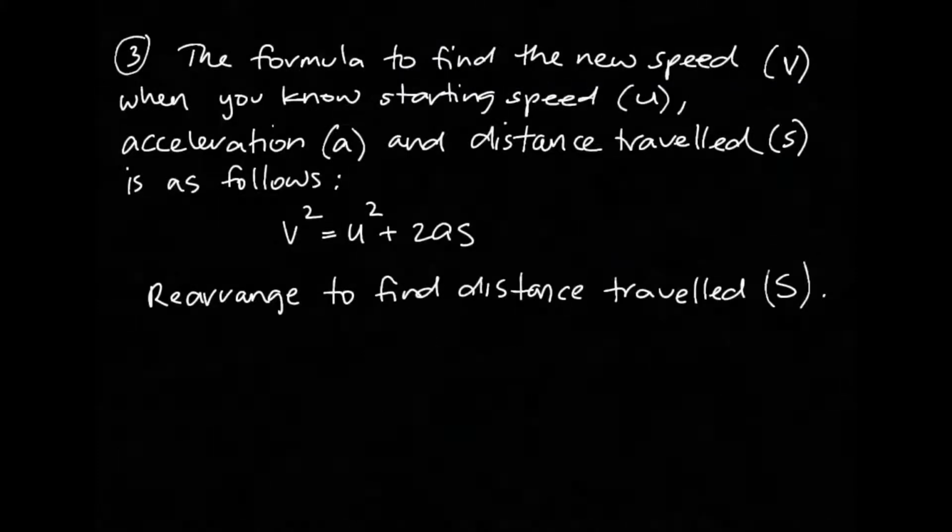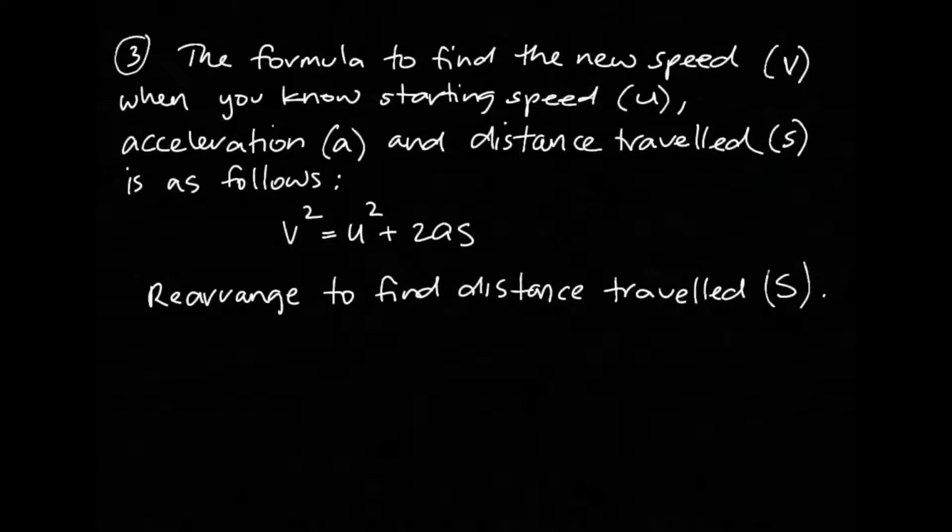The formula to find the new speed V when you know starting speed U, acceleration A and distance travelled S is as follows. V squared equals U squared plus 2AS. Rearrange to find distance travelled.